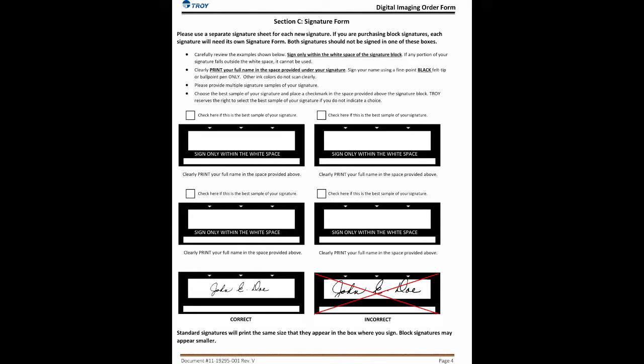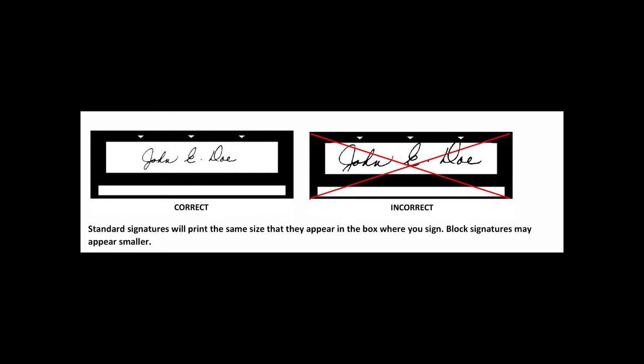Page 4 is where the actual signatures will go. If you are purchasing multiple signatures, please use a separate sheet for each new signature. Block formats will need their own sheets as well. Sign only within the white space of the signature blocks using a black felt tip or ballpoint pen only. Print your full name in the space below the signature and then select the best sample by placing a check mark in the space provided.